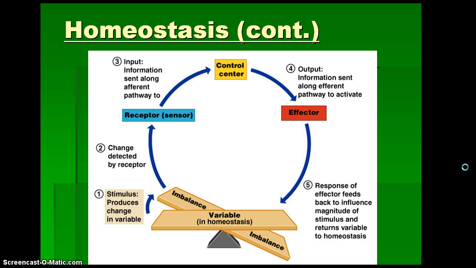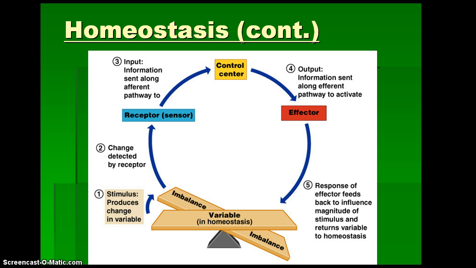It's often viewed as a seesaw effect, where you want to be level, and then when an imbalance happens, it shifts to one end or the other. The change is detected by a receptor or a sensory organ. These could be your senses of touch, smell, or other sensors such as sight.